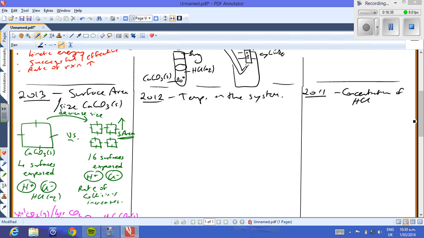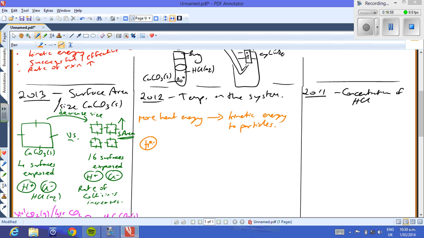Next concept you can look at, or the parameter you can change, is temperature in the system. Now the key concept with temperature in the system is the fact that if you give more heat energy, then you give more kinetic energy to the particles. So more heat energy gives more kinetic energy to the particles.